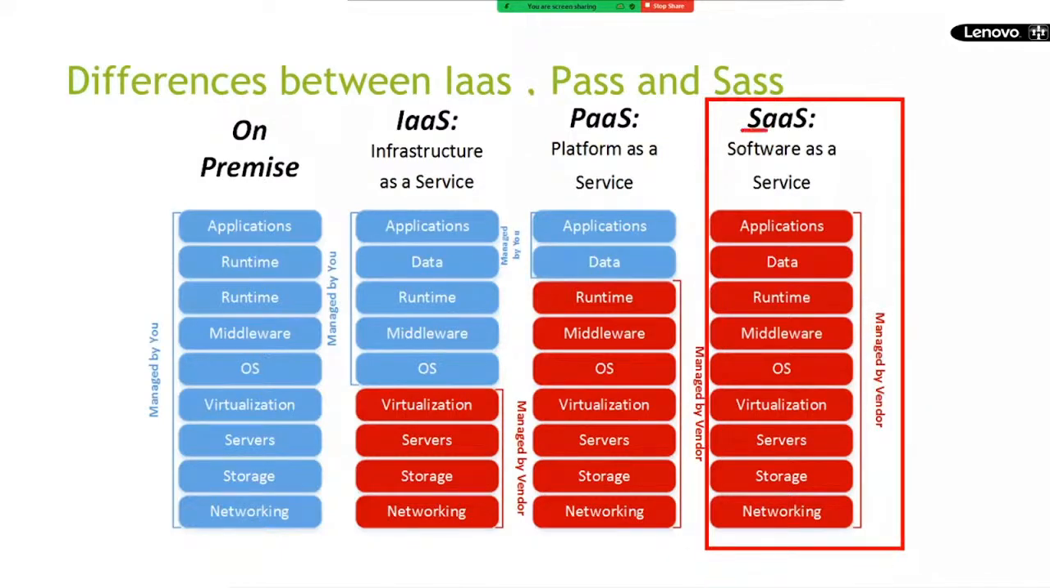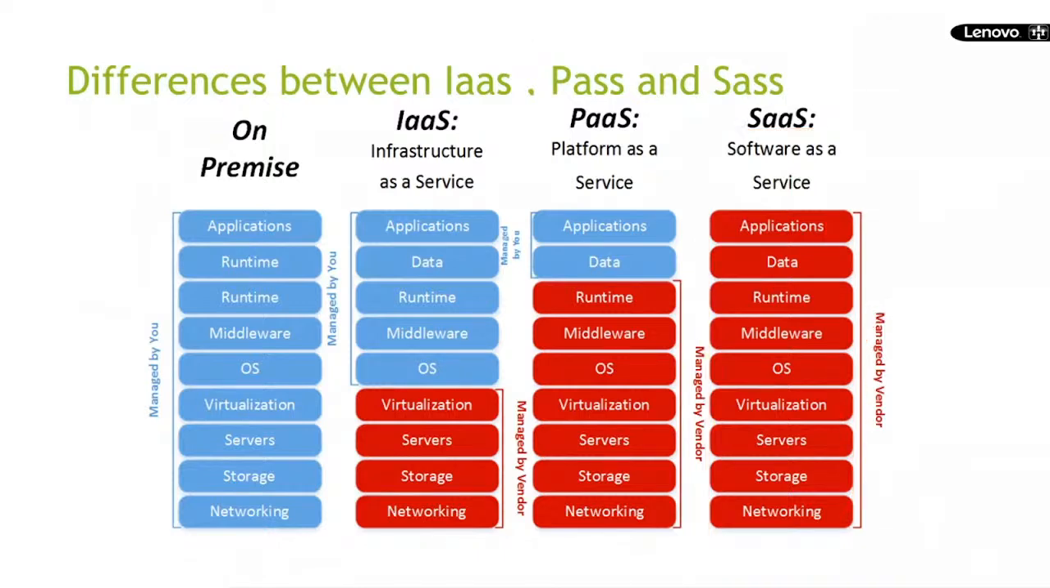Next, SaaS, software as a service. Everything is managed by the vendor. You just have to take care of how to use that service. A real-time example: pizza. Pizza is ready-made. How to eat it depends on you. Maybe you can eat it with a fork, by hand, or with a spoon. That depends on you, but it is ready-made. That is what software as a service is.